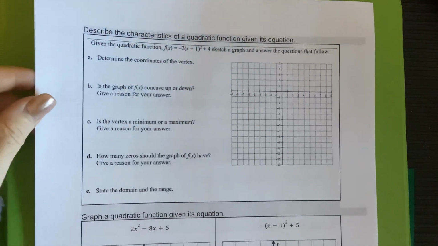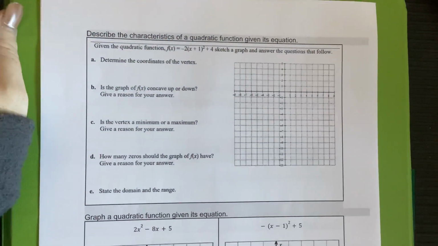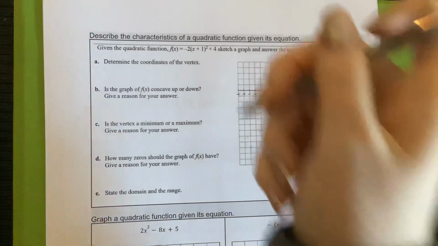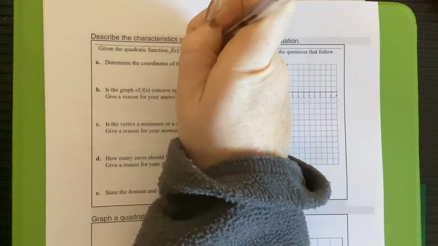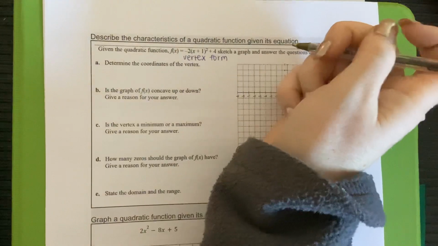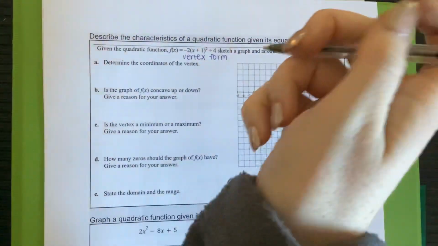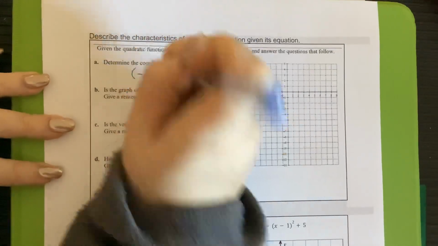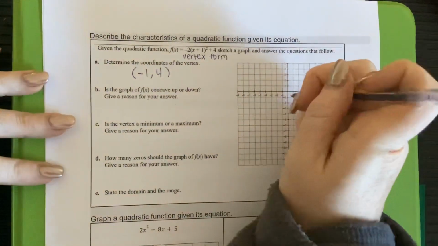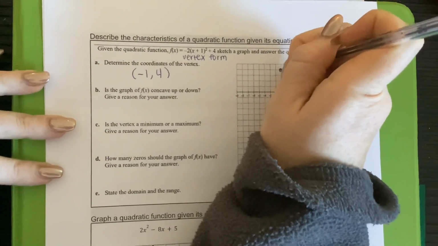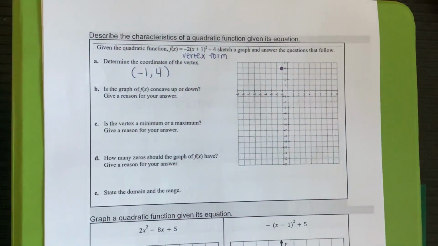So it says describe the characteristics given its equation. So if you're given -2x plus 1 squared plus 4, you need to know that this is in vertex form, which tells me that my vertex is going to be the point opposite of the inside, so -1, 4. So -1, 4 is going to be that.